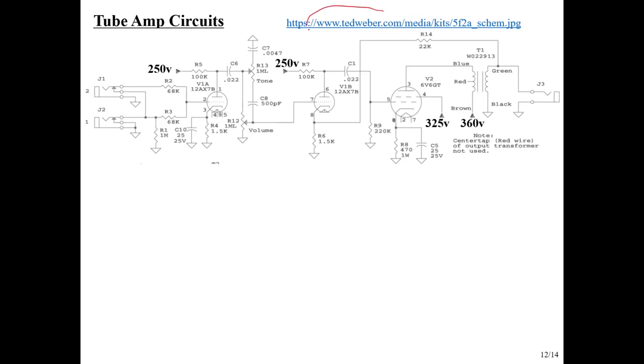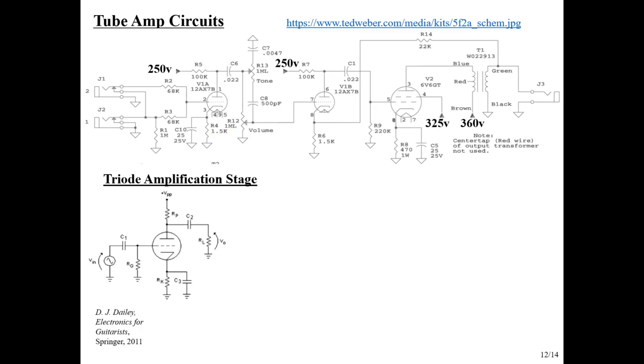This website offers you a lot of kits. You can go there and buy a kit, and you can build your own tube amp. They don't come with an awful lot of instructions, so you have to kind of know what you're doing in order to do that. But nonetheless, we've got tube circuits. There's a triode, and there is a pentode that is a power tube.